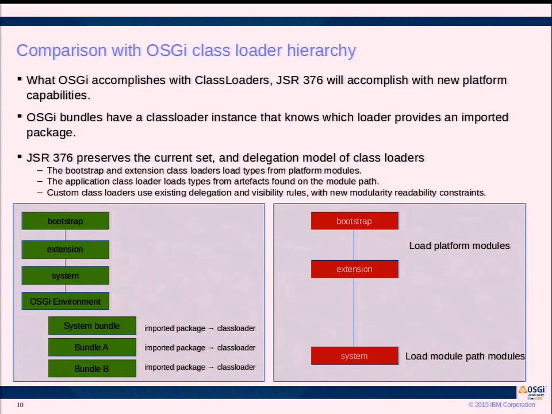In JSR 376, the goal here was to maintain the existing class loader hierarchy and recognize the fact that things like app servers have got pretty complex systems of class loading already. And so it just maintains the existing set of class loaders, orthogonal to the modularity system. So the only difference here is that the extension class loader and bootstrap class loaders are used to load the platform modules, and the system class loader is used to load things which are on the module path.